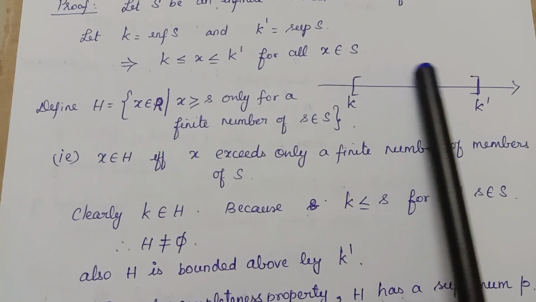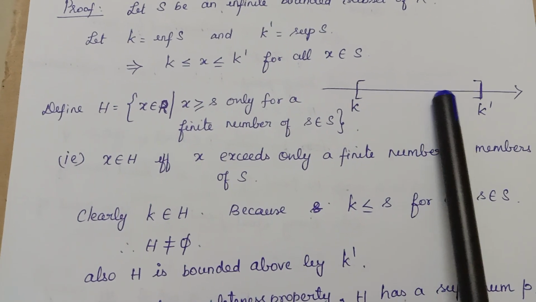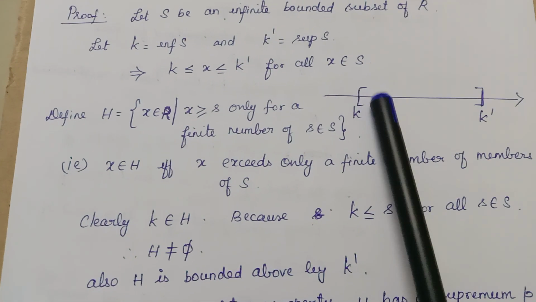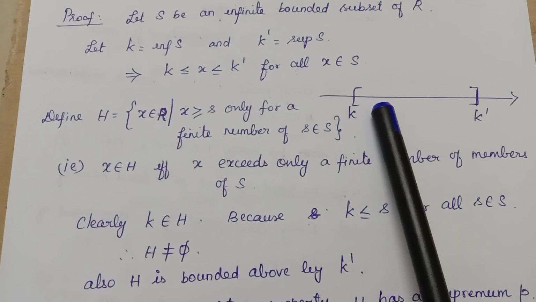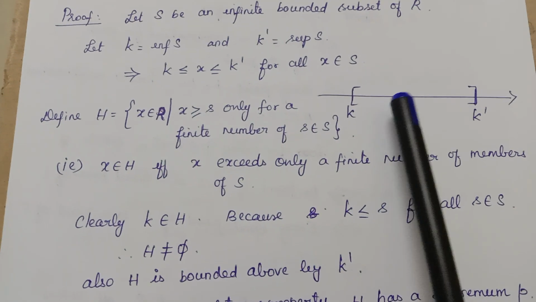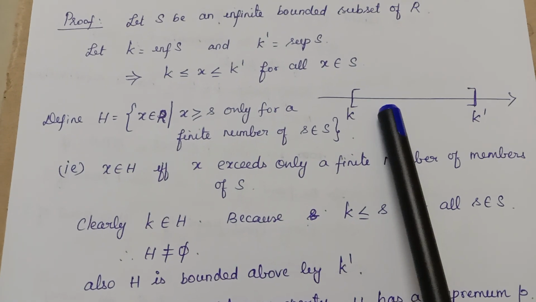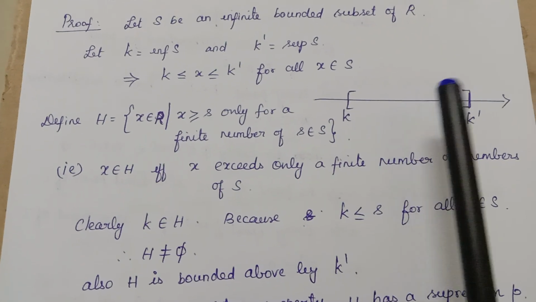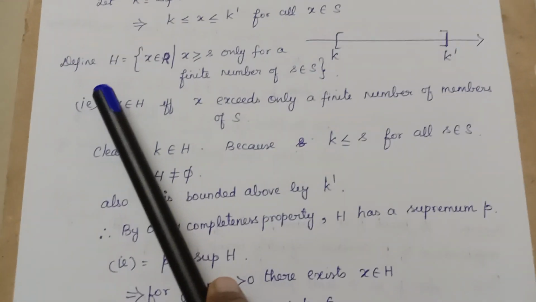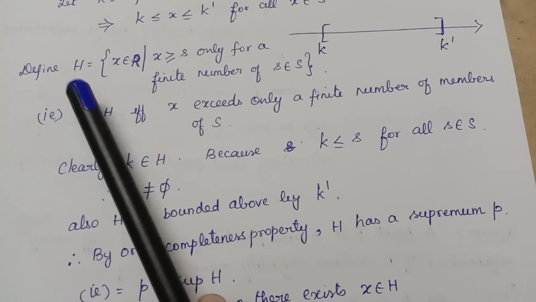So the elements of S will be within this interval only. Okay, this S may be a union of intervals or maybe a single interval. It may be anything, but it is infinite and bounded. So these are the given conditions for me. So S is lying somewhere in between these 2 points. Okay, right. So now I am defining a new set H as a subset of R.